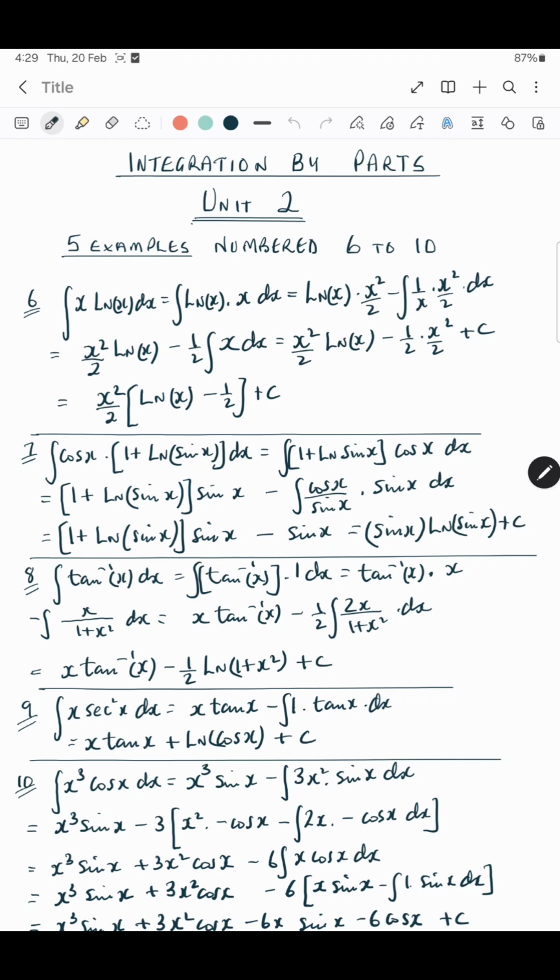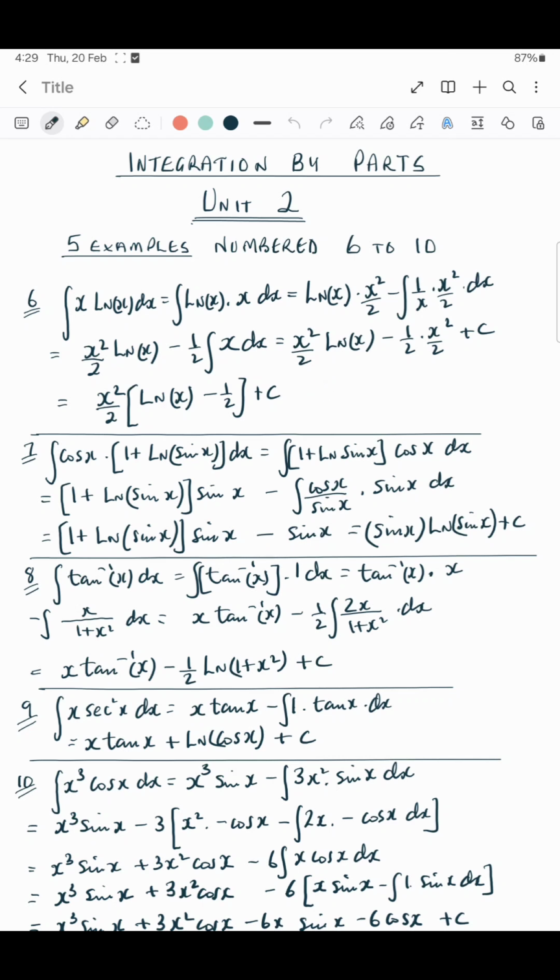And then on the next line, just tidying up a bit, that will be x squared over 2 log n of x minus half the integral of x dx. And then continuing, that will be x squared over 2 log n of x, and then the integral will be minus a half times x squared over 2 plus the constant c. And then finally, tidying that up, that will be x squared over 2 times log n of x minus a half, plus c. So that deals with the first one.